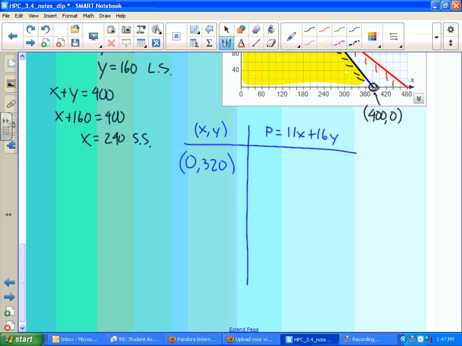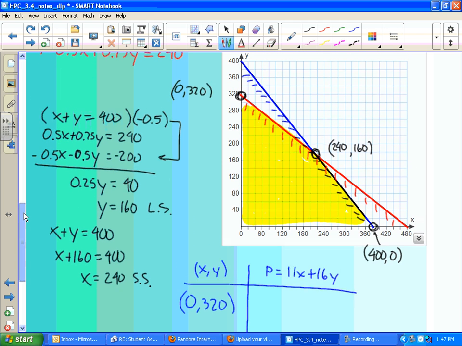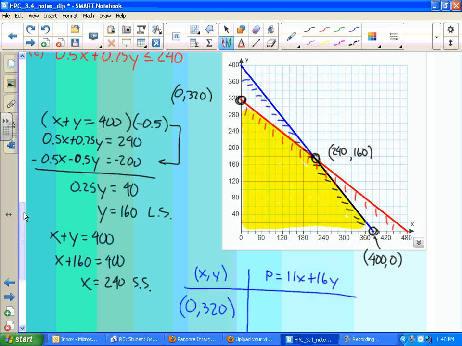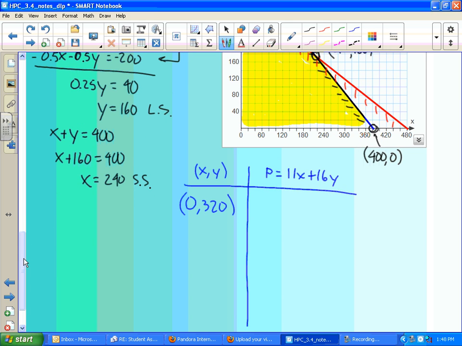Yes, sir. Are you using the corners for the maximums? I'm using the corners, good question. I'm using the corners because they define this polygon, which is my shaded area, which is all of the possible values I could have to make this maximum happen. Yeah? All right, then I'm going to use my 240, 160 corner point. And then my last one is I don't produce any long sleeve shirts, and I only produce 400 short sleeve shirts.